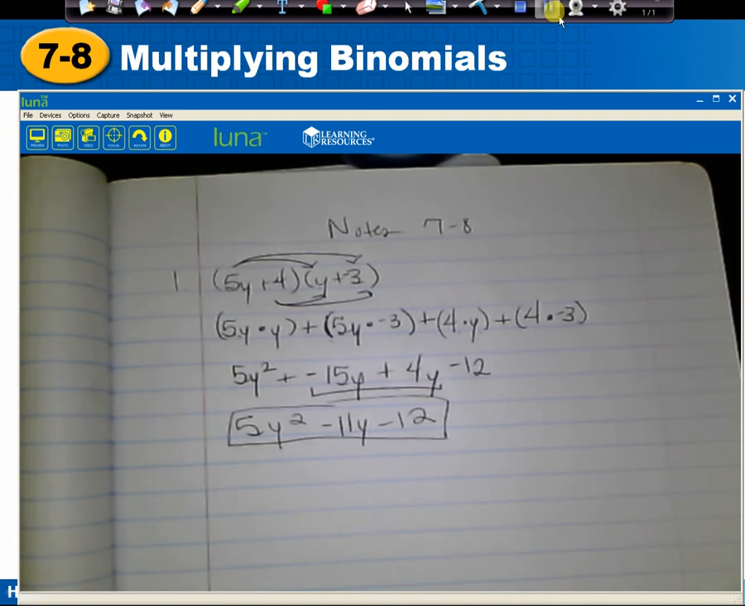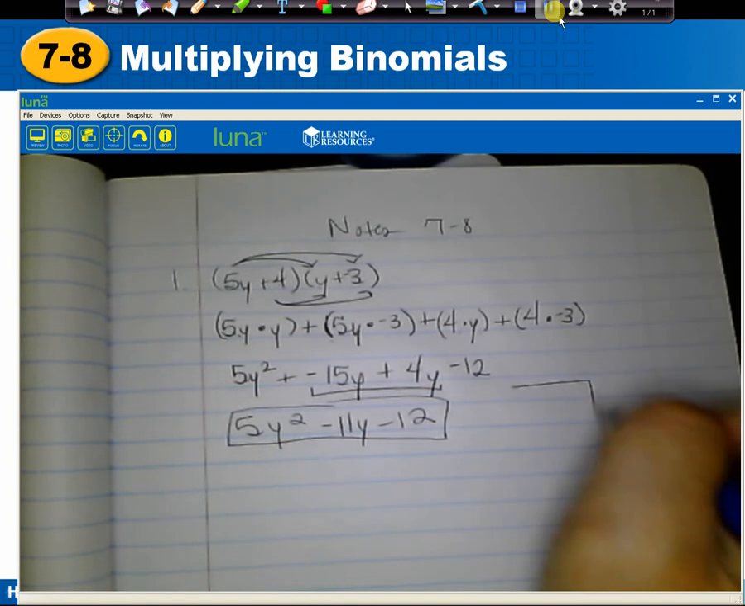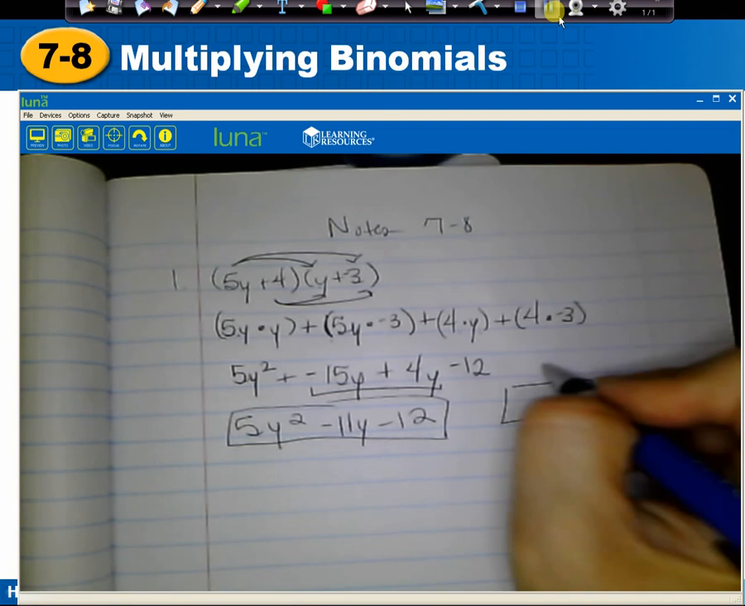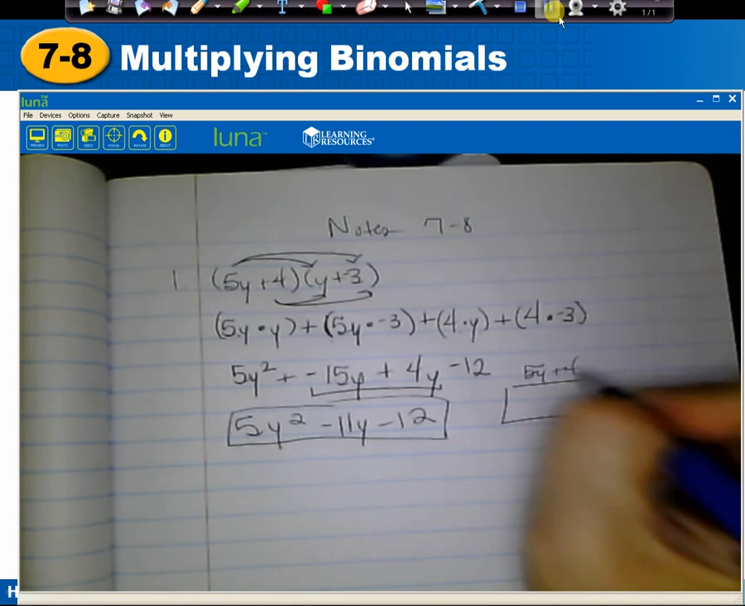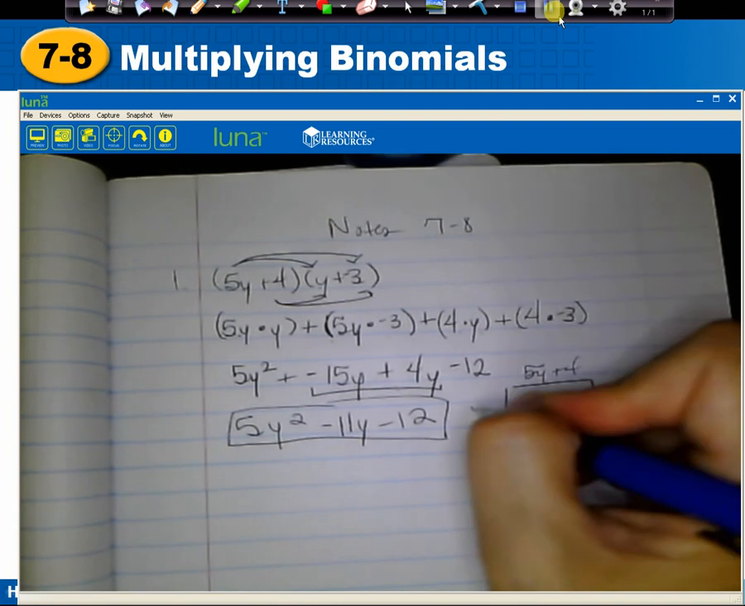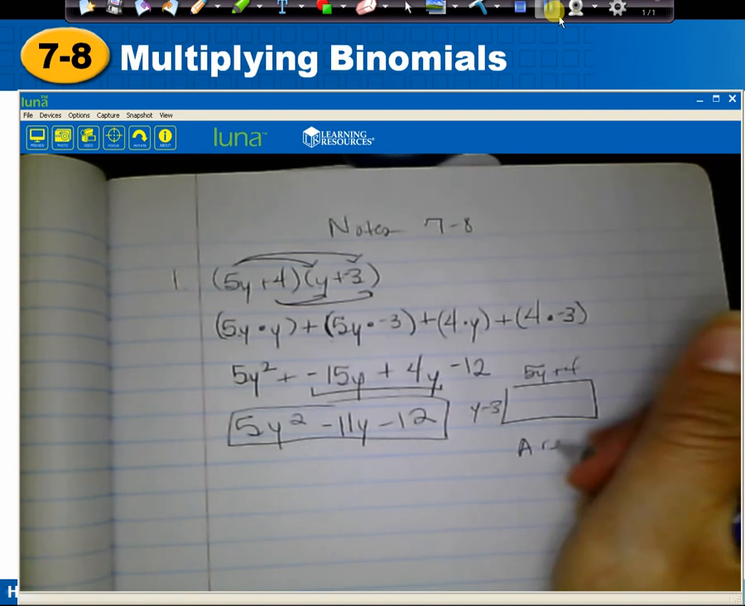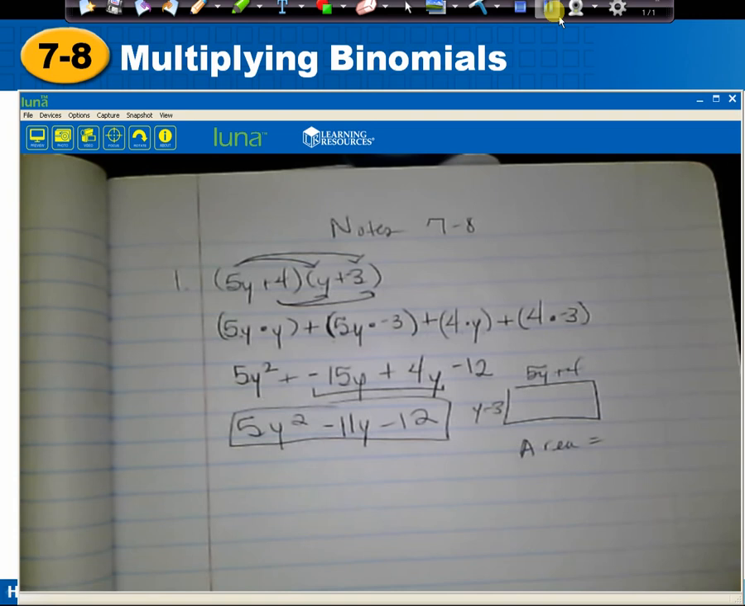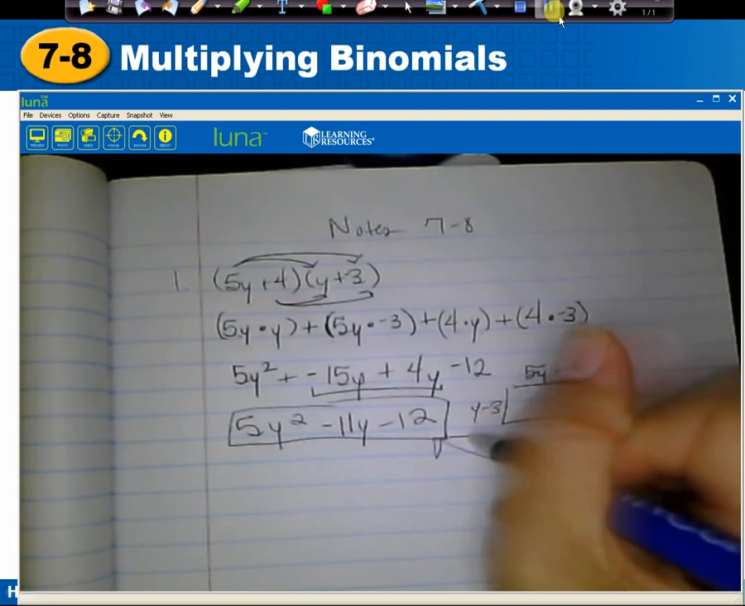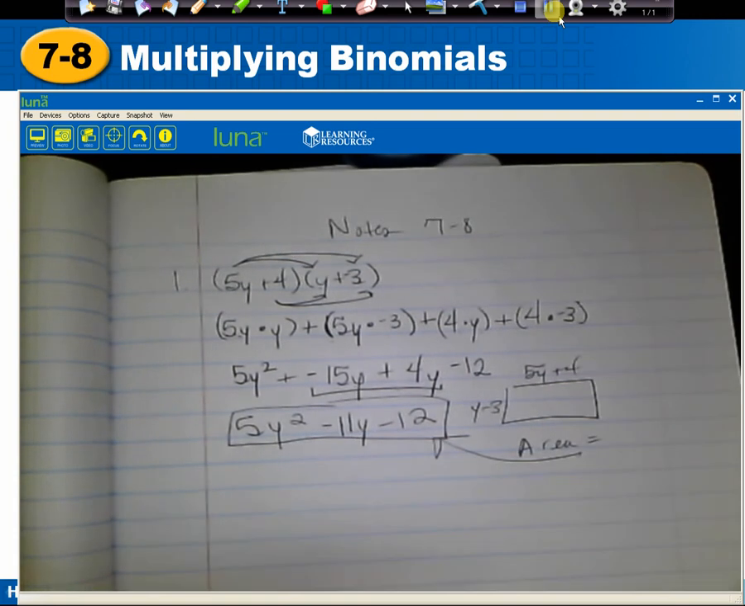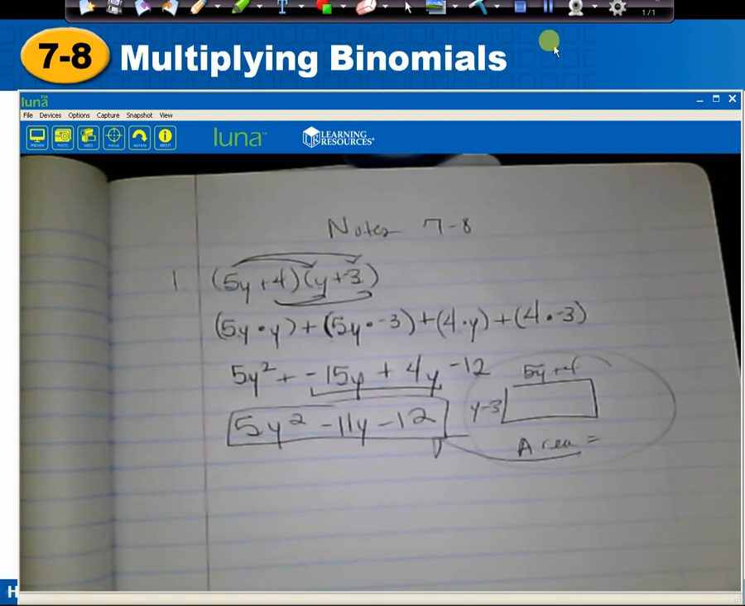So going back to the original question that was posed, that rectangle that I had with a length of 5y plus 4 and a width of y minus 3, that is the area of that rectangle right here. You don't have to write this part down, but I just wanted you to take it back and reference where we got this problem. Make sure you have that done before you move on.